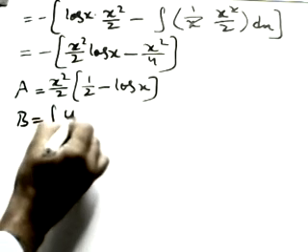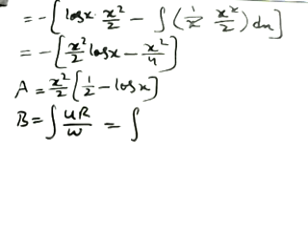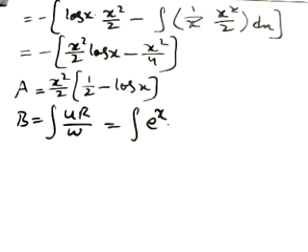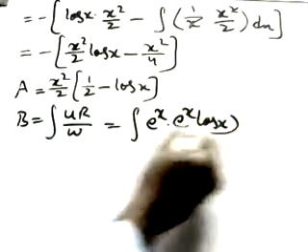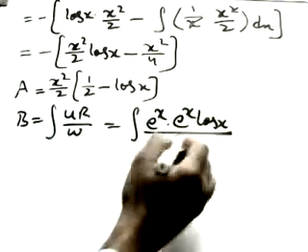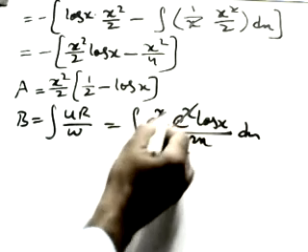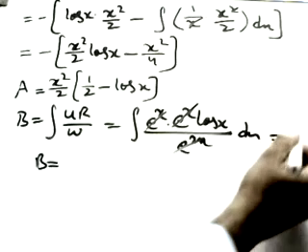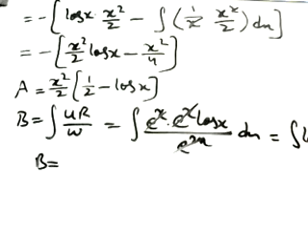Now let me find b. The formula of b is integration of u into r by w. What is the value of u? The value of u is e power x. The value of r is e power x log x. The value of w is e power 2x dx. So e power x into e power x gives e power 2x, and e power 2x will get cancelled. So b equals, what is left here? Integration of log x dx.